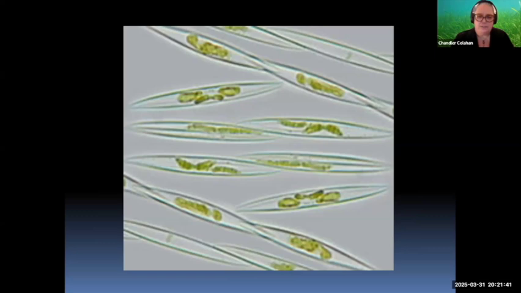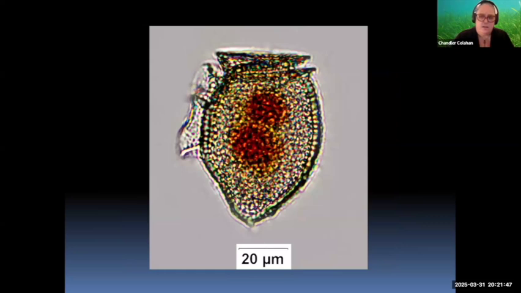It can cause mental problems for people who consume it. This is called Dinophysis. It's a type of dinoflagellate phytoplankton that causes diarrhetic shellfish poisoning. It can be very severe and actually lead to death for some people.